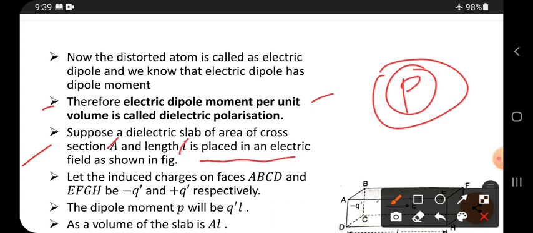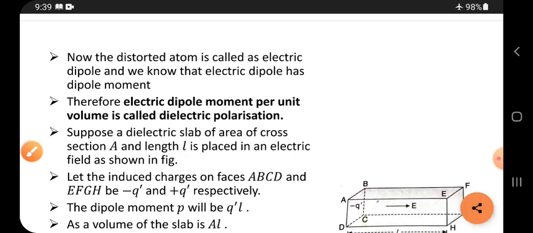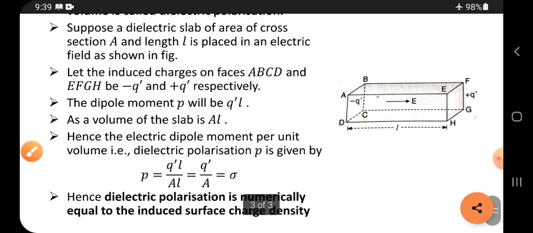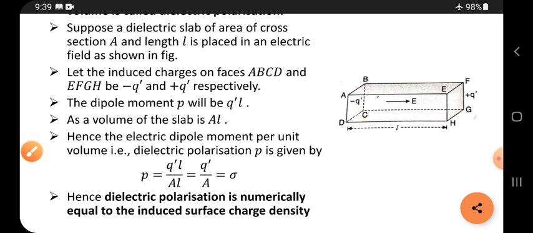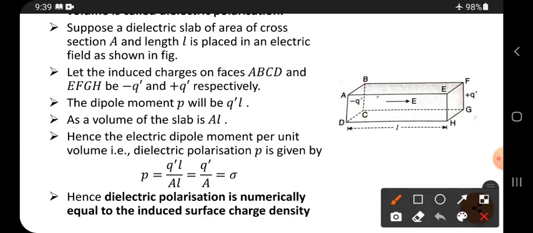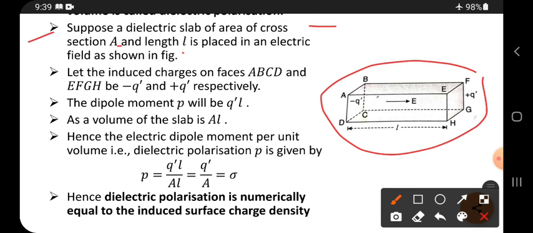Suppose a dielectric slab of area of cross section A and length L is placed in an electric field as shown in the figure. See, the side figure is there. So we are going to derive one formula for polarization. It is a dielectric slab, a glass, as I just explained, its length is L and its area of cross section is A.